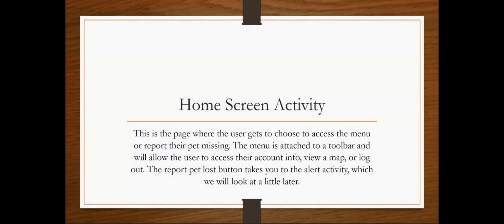So for the home screen activity, this is where they get to choose to access the menu or click the report pet missing button. The menu is attached to a toolbar. I just made it the same color as the background to basically make it invisible. Otherwise, there was no real way to make it invisible. Online, they talked about having a setting to make it see-through, but I couldn't figure it out.